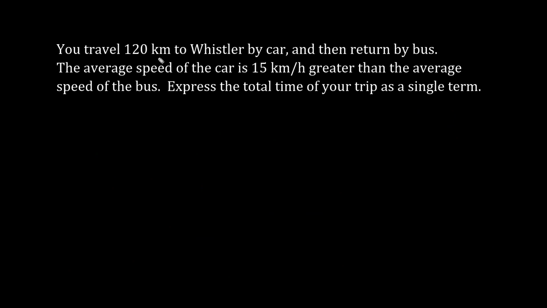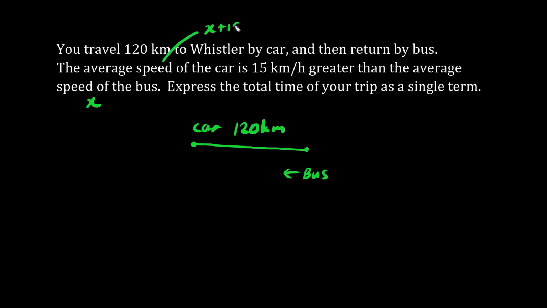You travel 120 kilometers to Whistler by car, and return by bus. Same distance. The average speed of the car is 15 kilometers per hour greater than the average speed of the bus. Let's call the speed of the bus x. So we know that the speed of the car is going to be x plus 15 because it's faster. Express the total time of a trip as a single term.